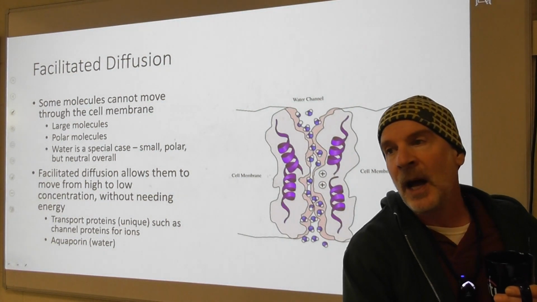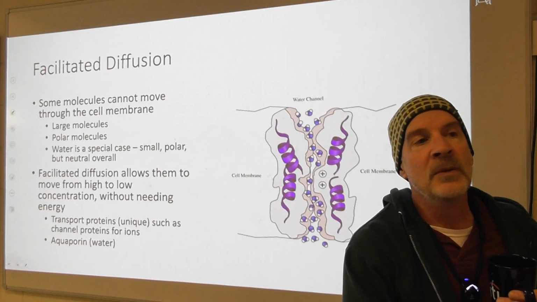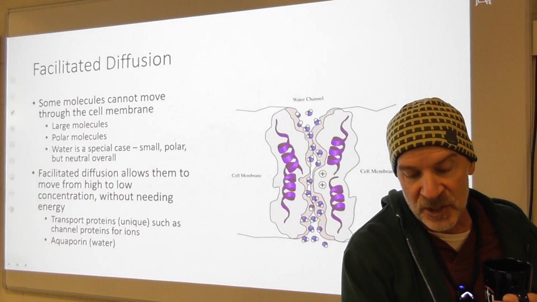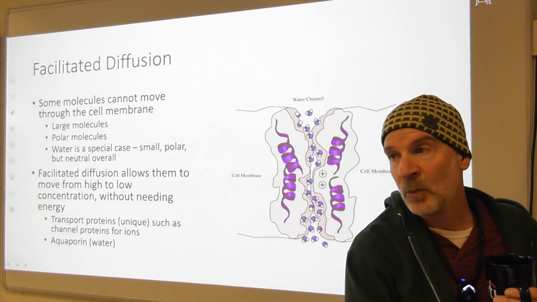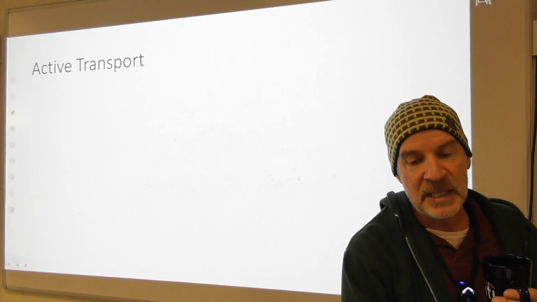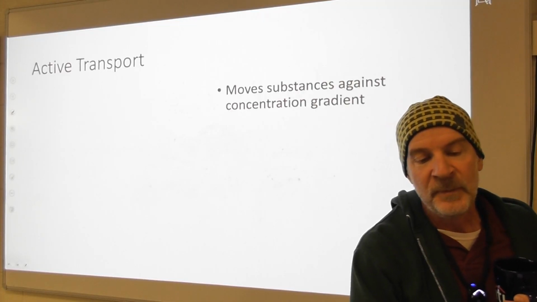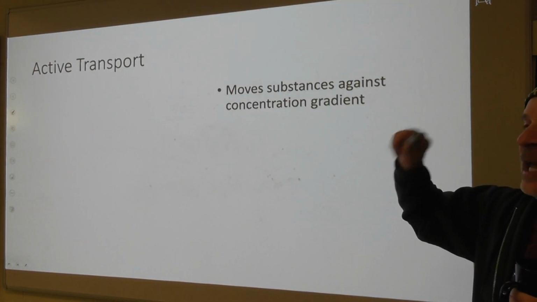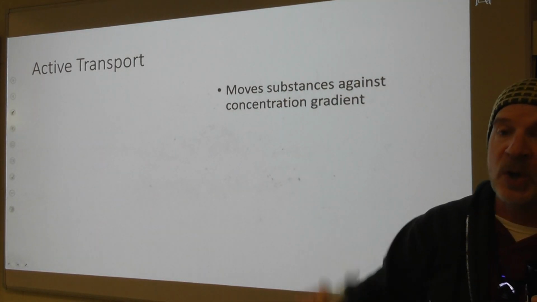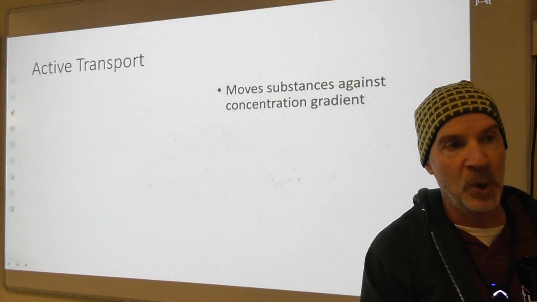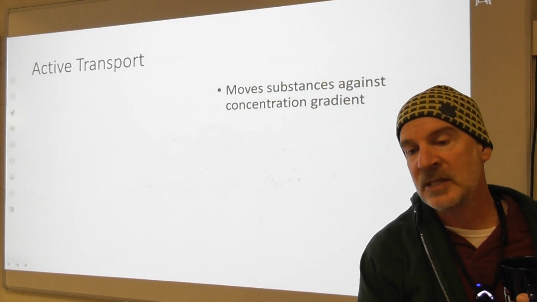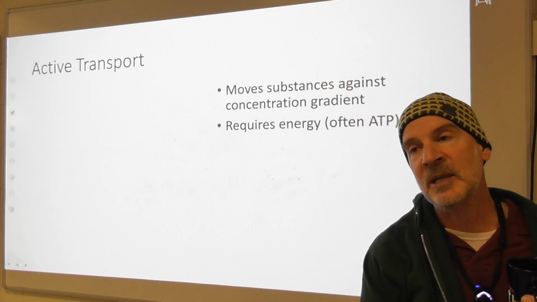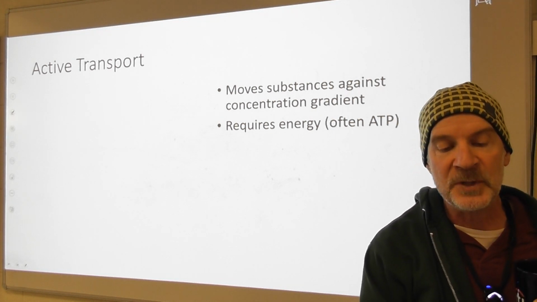For things that need to be moved from areas of low to high concentration, you can't do that with diffusion. It won't happen on its own. So instead, you need active transport. This moves substances in the opposite way. It takes them from where they are less abundant and pushes them where they're more abundant. And that term push should imply to you that some sort of energy is required, and that's true. Usually the energy is ATP or ATP related. And there's a few different kinds.